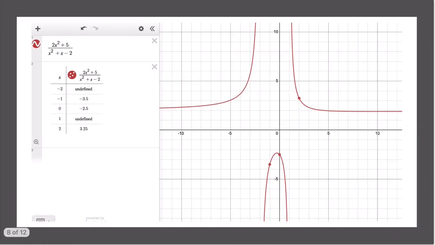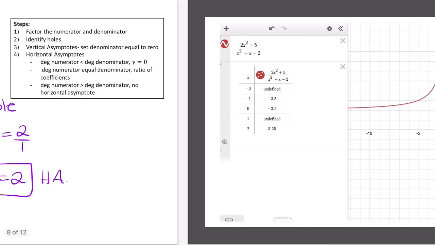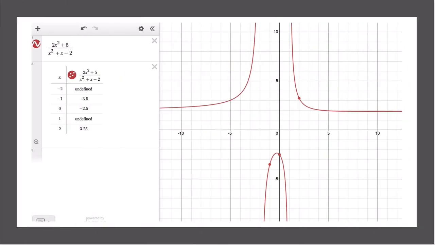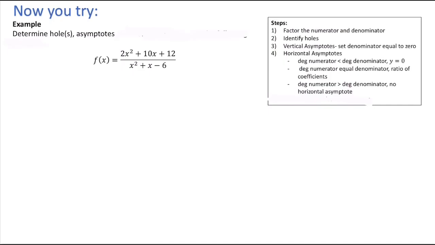So you can see this is a pretty interesting looking graph, right? And the reason is because we have those two vertical asymptotes at negative 2 and at positive 1. Also, you can see here we have this horizontal asymptote at y equals 2 because notice at y equals 2, the x values are headed to infinity. You can go ahead and pause the video and try doing this example on your own.